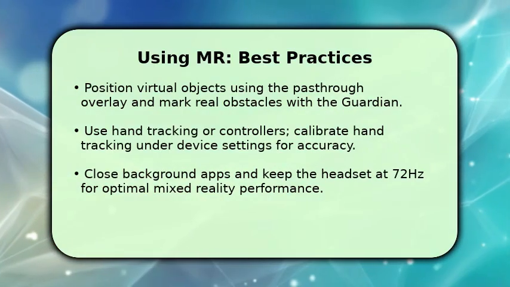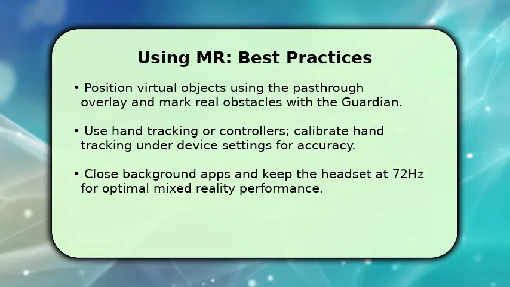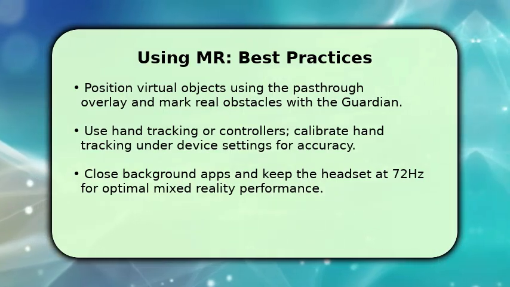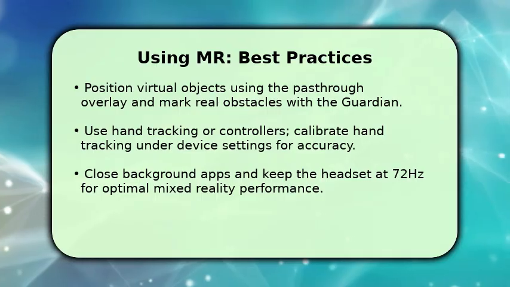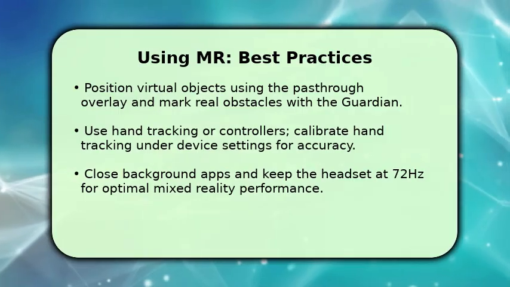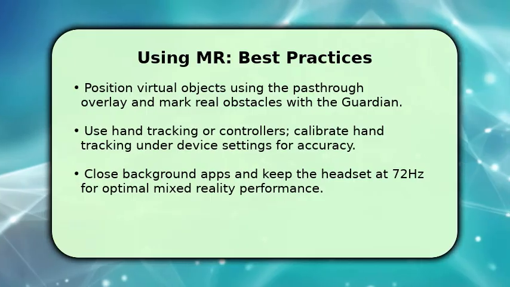Start each mixed reality session by aligning virtual content with the pass-through overlay and marking real obstacles with the Guardian system. Choose hand tracking or controllers based on the app, and calibrate hand tracking under device settings for better interaction. Use the headset microphone or pair a 3.5 headset for clearer audio if needed.